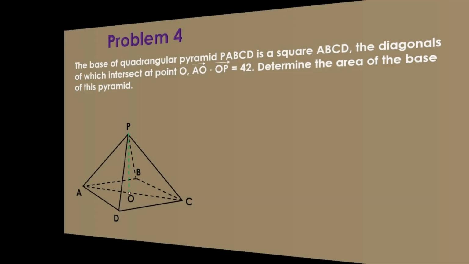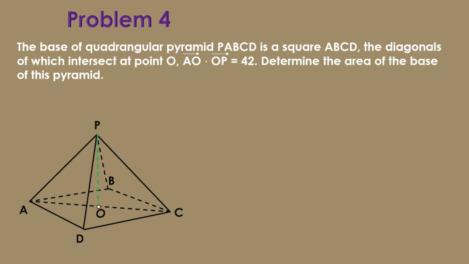Problem 4. The base of a quadrilateral pyramid PABCD is a square ABCD, the diagonals of which intersect at point O. The product of vectors AO and OP equals 42. Determine the area of the base of this pyramid. Solution. So first I select these vectors AO and OP and select the angle between them.